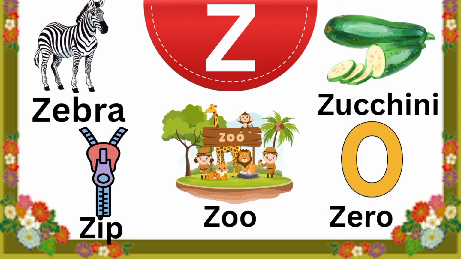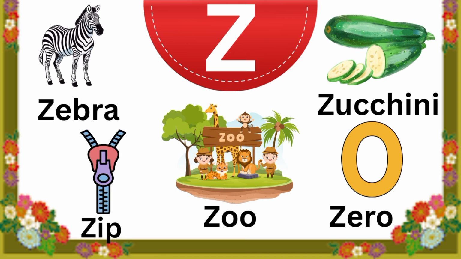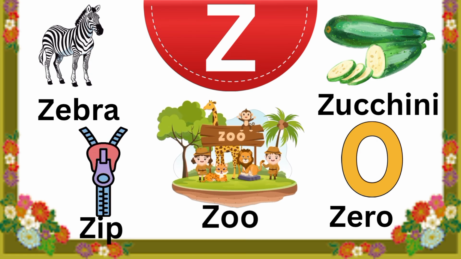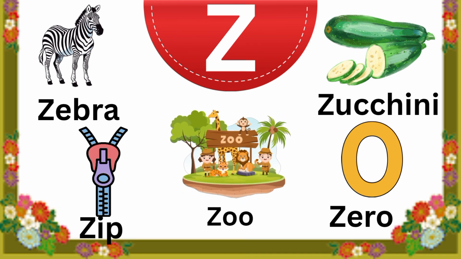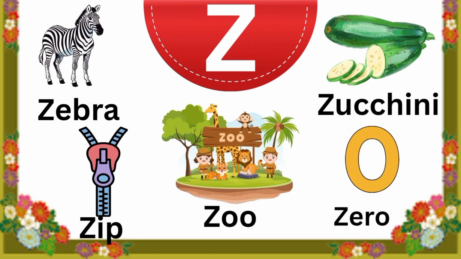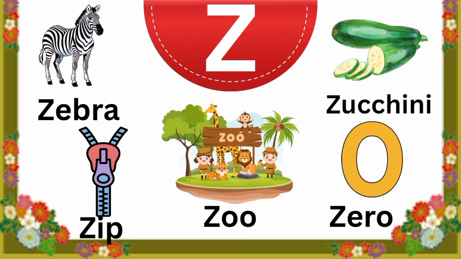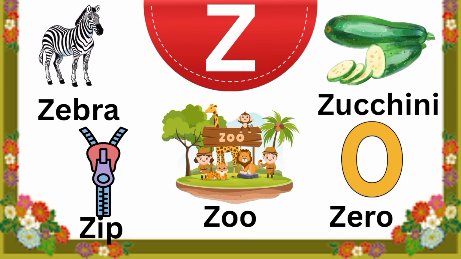Z is for zebra, zebra. Z is for zip, zip. Z is for zoo, zoo. Z is for zero, zero. Z is for zucchini, zucchini.